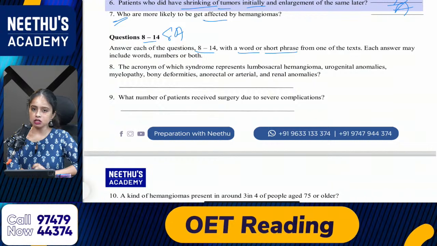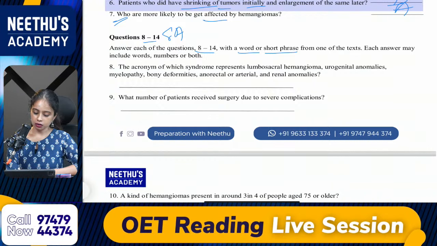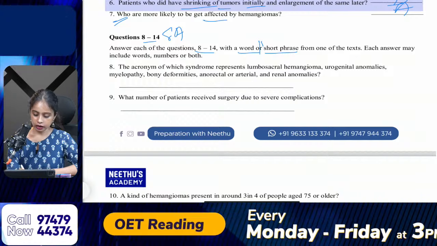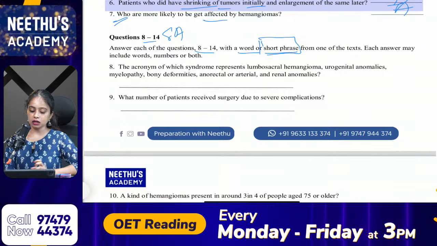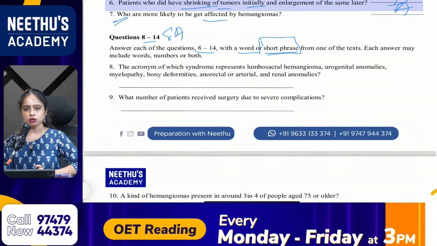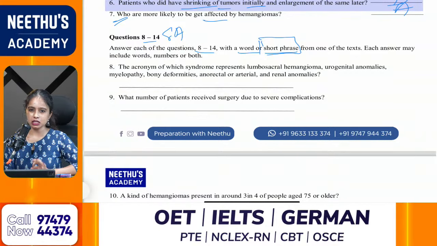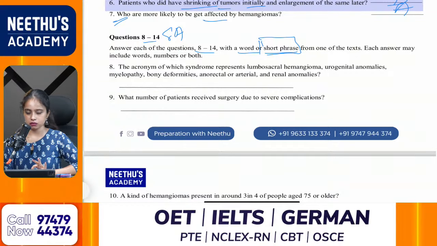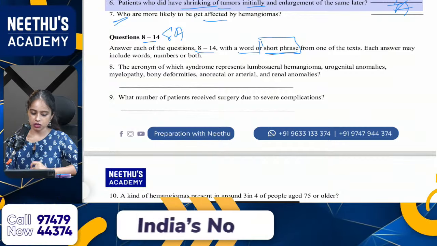But in this particular module, they are recommending you to answer in a word or a short phrase. So a short phrase means you can write a maximum of 3 words. So that is a short phrase.